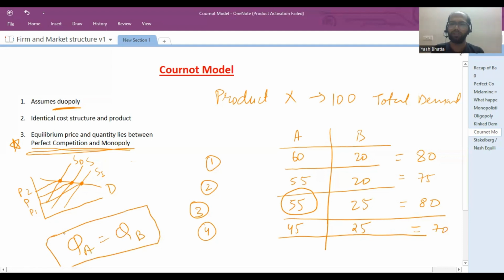And one thing to note here is, since total demand is 100, you don't need to fulfill all the demand. The total supply would not be 50-50. Still, the Cournot model works even if they reach the equilibrium quantity at 30-30 for both producers. Okay, this is a theoretical explanation of how the Cournot model works. You just need to remember that the equilibrium price and quantity lie between perfect competition and monopoly. Okay, so this is it. Let's move on to another model now.